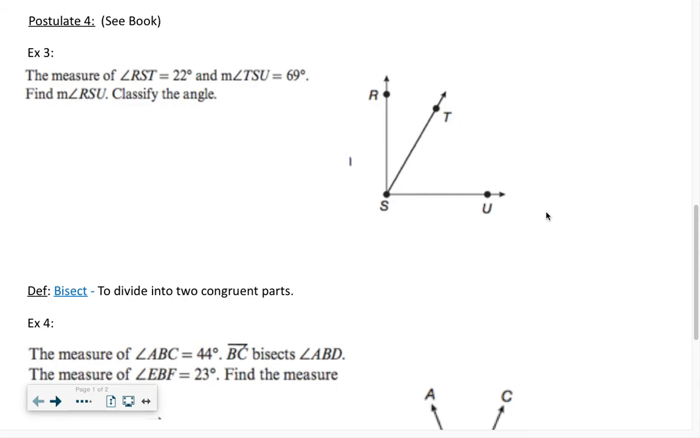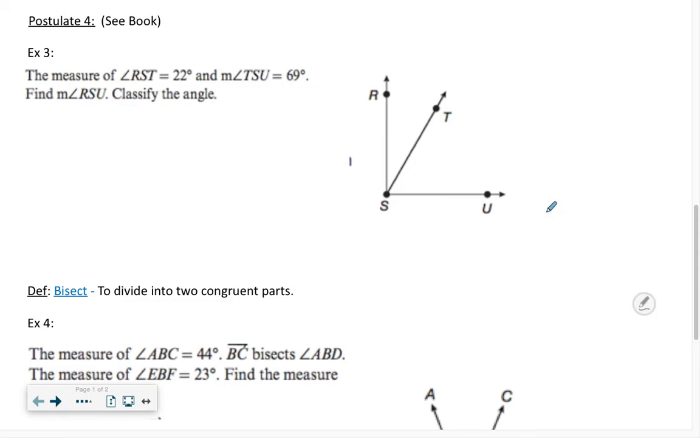Example number 3 is a pretty basic example of using that postulate. Number 4. Measure of angle RST is equal to 22 degrees. Measure of TSU is 69. We want to find the measure of RSU. Also classify the angle. In geometry, they're really good at throwing multiple questions at you within the same question, so make sure you identify all the parts.